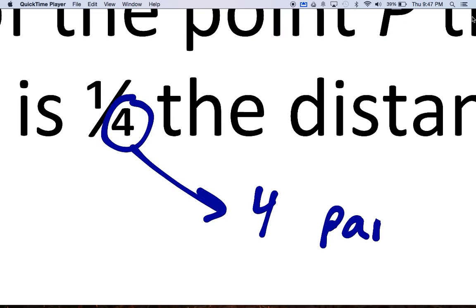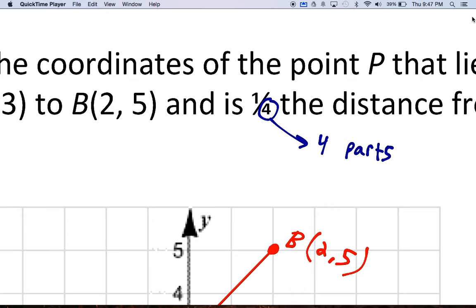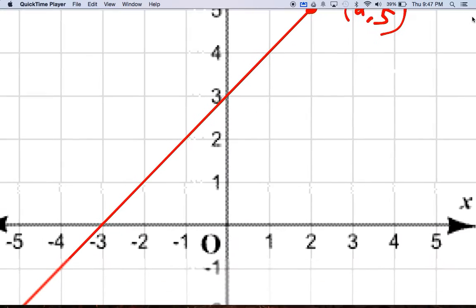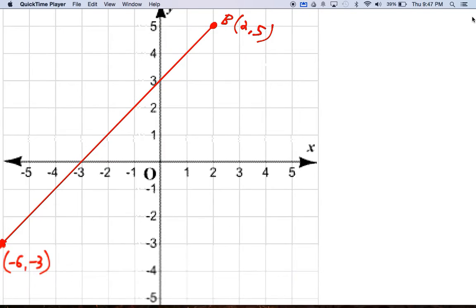It can get a little tricky, I know. The denominator is the total number of parts. And so that's the only real difference here, is that we have a 1/4 that tells us there's 4 total parts. So now I'm going to go down to the line segment here.